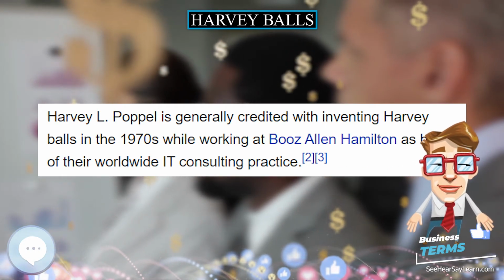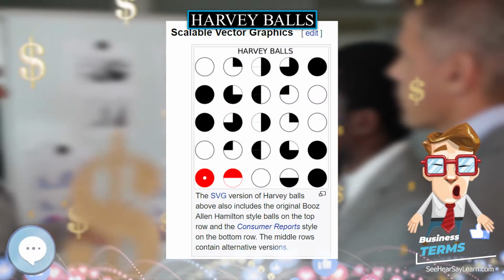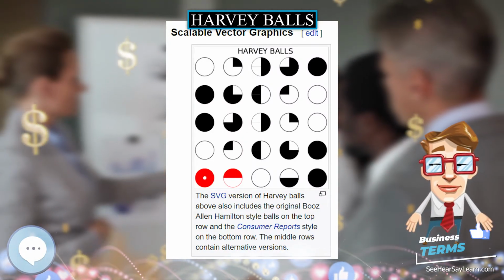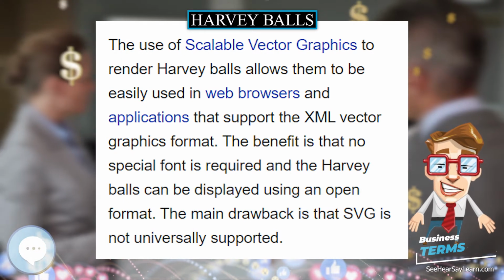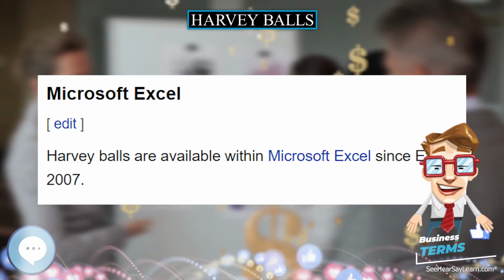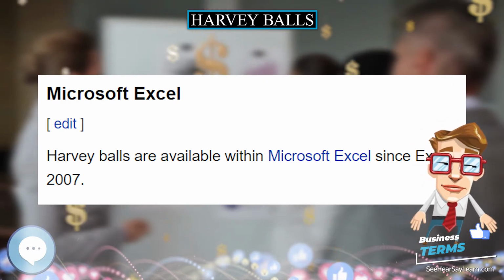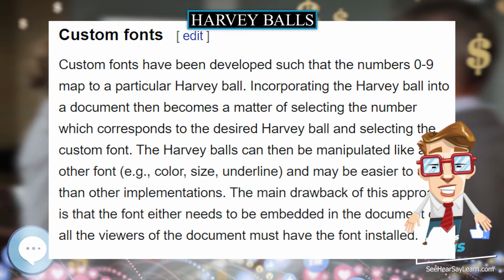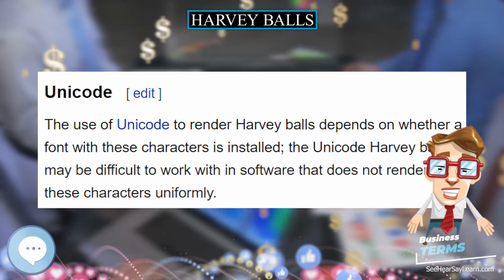Microsoft Excel. Harvey balls are available within Microsoft Excel since Excel 2007. Custom fonts. Custom fonts have been developed such that the numbers 0 to 9 map to a particular Harvey ball. Incorporating the Harvey ball into a document then becomes a matter of selecting the number which corresponds to the desired Harvey ball and selecting the custom font.